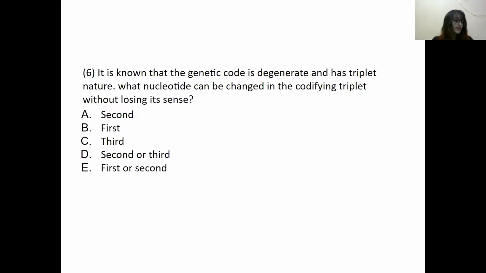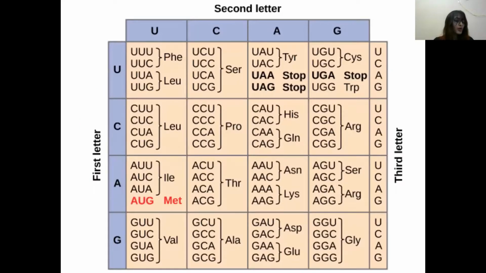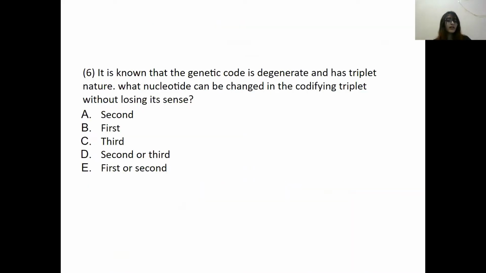Last question. It is known that the genetic code is degenerate and has triplet nature. What nucleotide can be changed in the coding triplet without losing its sense? Without losing its sense means it will code for the same amino acid. And how is it possible? I showed you in this picture. You can see here, here, here, or here, only the third nucleotide is different. First and second are the same, and they are still coding for the same amino acid. So here the answer will be third.